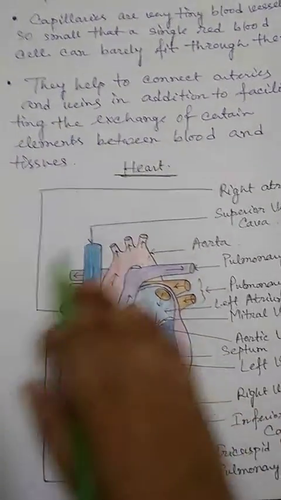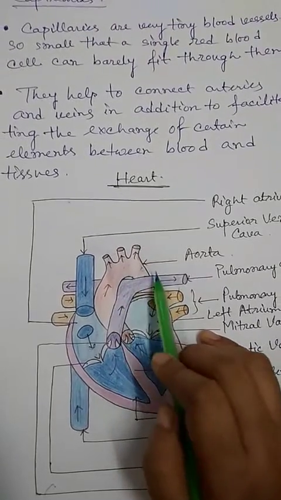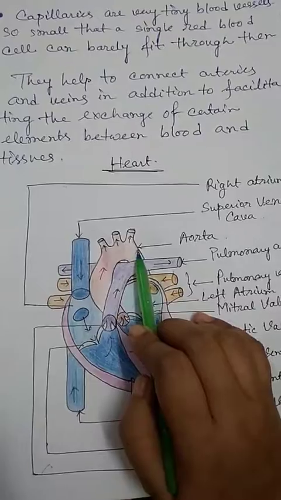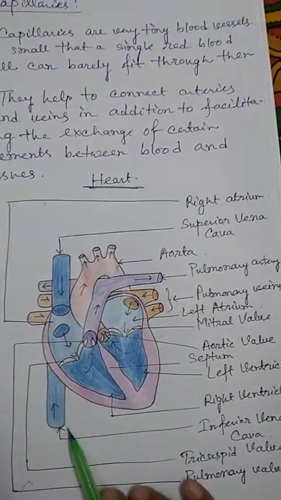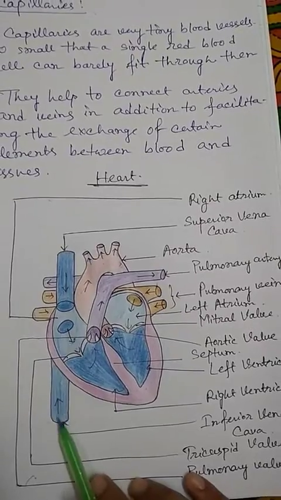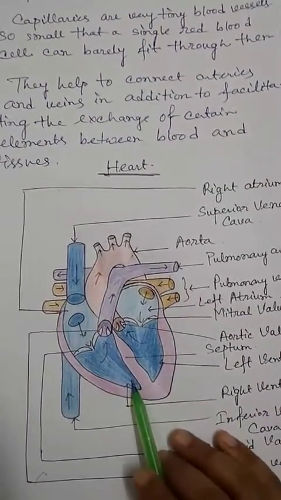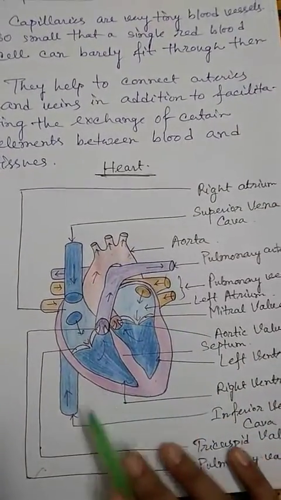So this is how the circulation goes on. From the aorta, the oxygenated blood is distributed throughout the body, and from the superior vena cava and inferior vena cava, the deoxygenated blood from all over the body comes into the heart. This is the main function of the circulation process of the heart.